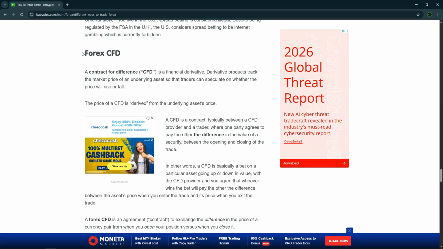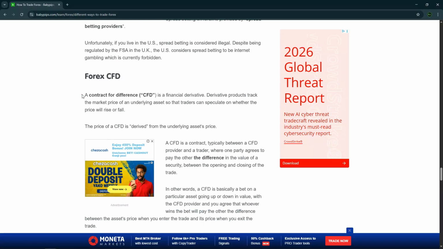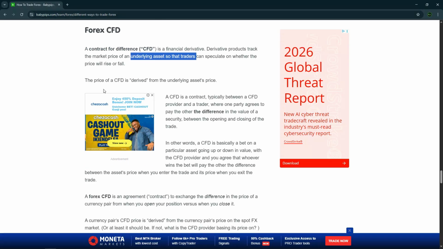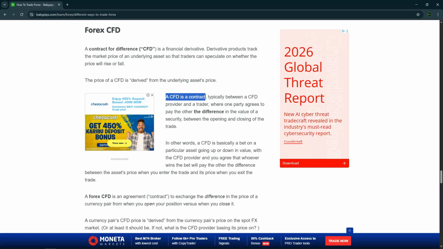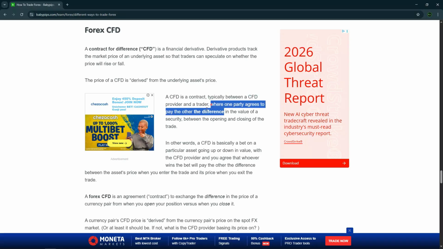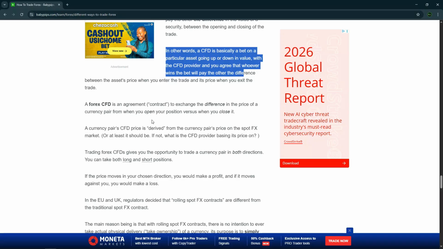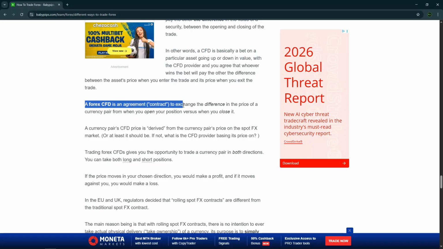Let's talk about the Forex CFDs. A CFD, or contract for difference, is simply a way to trade price movements without owning the actual asset. In Forex, this means you are not buying or selling real currencies. Instead, you are entering a contract based on the price of a currency pair. Here is how it works. You open a trade at one price and later you close it at another price. The difference between those 2 prices is either your profit or your loss.